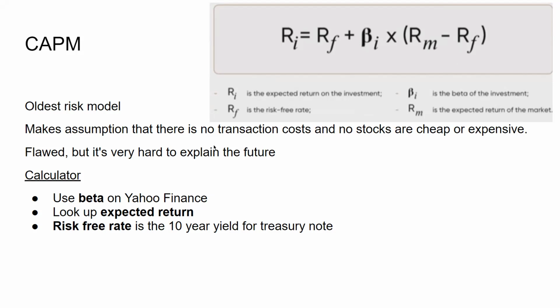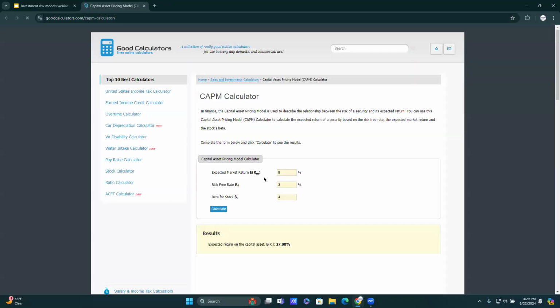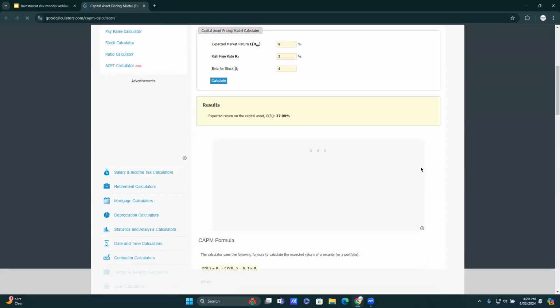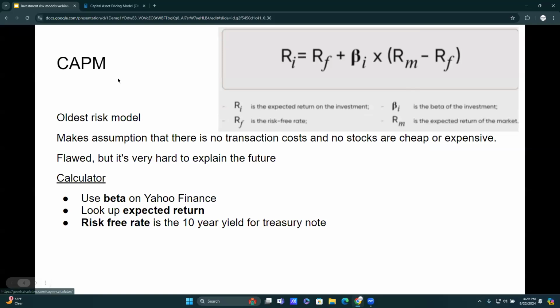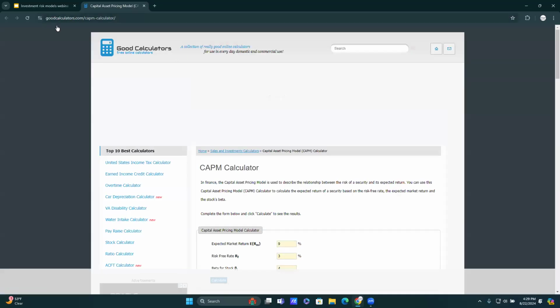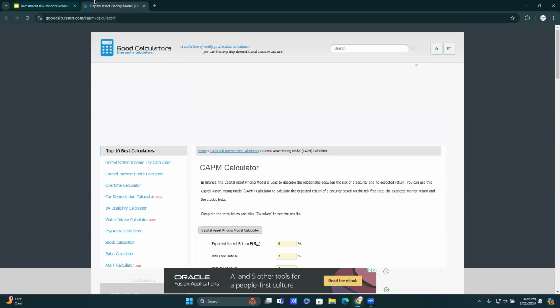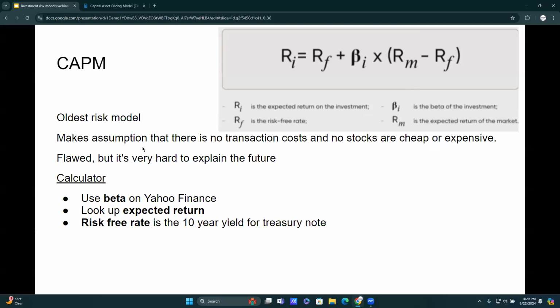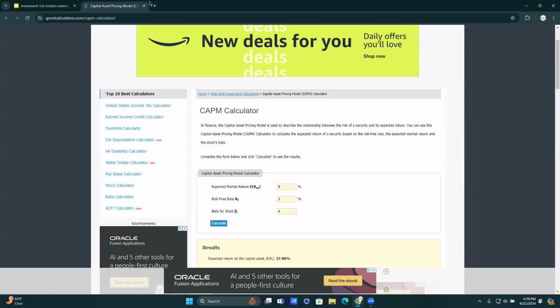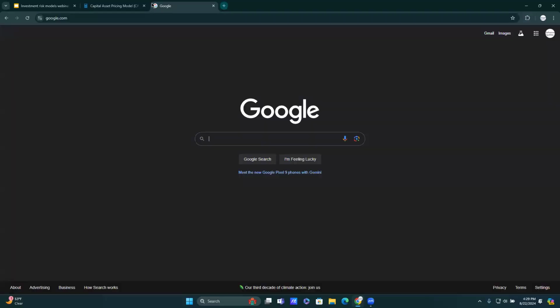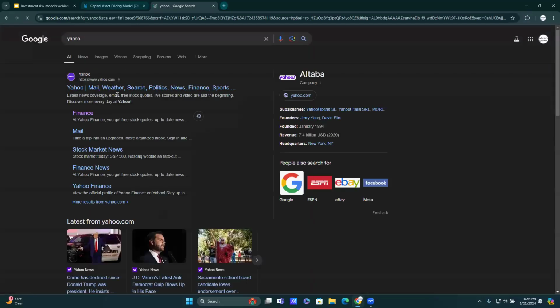We can actually use this website. It's pretty nice. It's a little calculator. They just make it a little bit simpler for you guys. So you can use that calculator. Just look up good calculators and then capital asset pricing model. On the calculator, you use your beta from Yahoo Finance. So let's look at this calculator. Well, let's pick a stock first. So let's do that. We can really do anything.